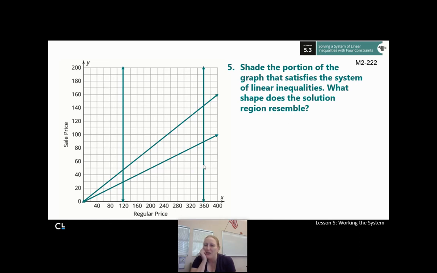So I would like you to just maybe erase some of the shading that you did and ignore some of my awful shading. I just want you to shade in just the portion of the graph that satisfies the system of linear inequalities. So just shade the bit that's true for all of them, where they all overlap. And once you do that, can you tell me what shape your solution kind of resembles? Go ahead and hit pause, shade it, work it out, and then hit play when you're ready to check your work.